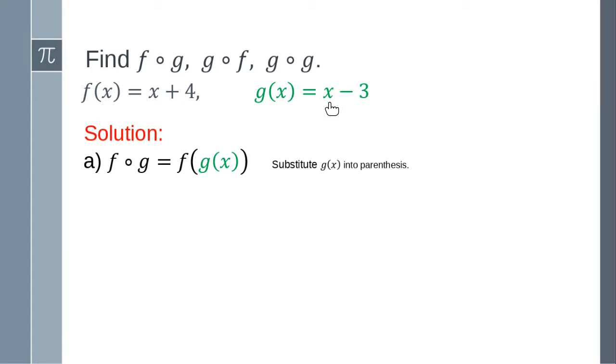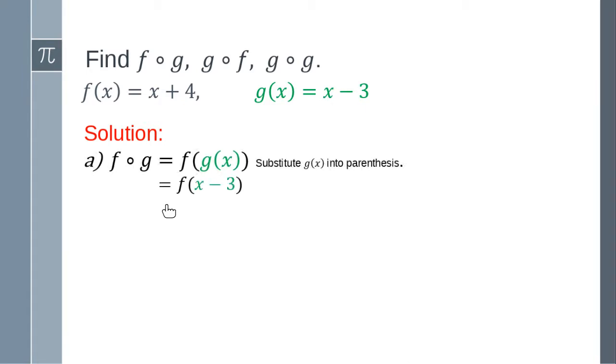So g of x here is x minus 3. So we're going to replace that. And now we just have an evaluation of a function. So we want to figure out what f of x minus 3 is. And so what we're going to do to evaluate it is we take what is inside and we plug it in for the x of the function f.